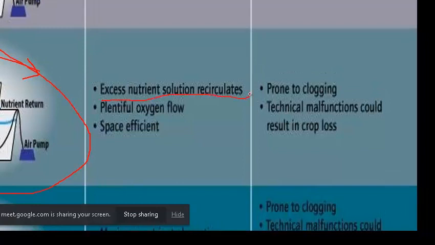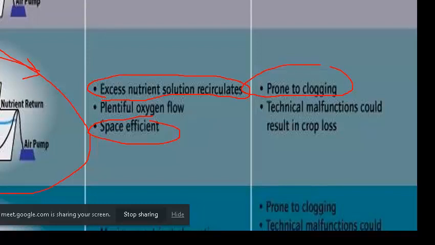So here also a problematic situation is there: they are prone to clogging. Clogging means if the pump is not on always, then nutrients will dry, and the plant will die. And if your water pump is very heavy, then there are chances of flooding of nutrients.